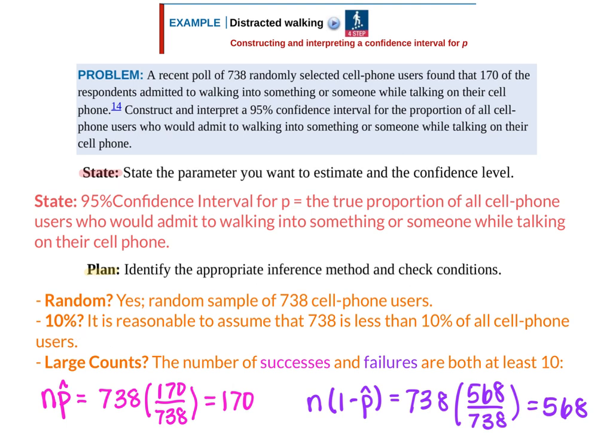And then the 10% condition. Well, I would say that it is very reasonable to assume that 738 cell phone users is less than 10% of all cell phone users. I'll let you Google that if you must.